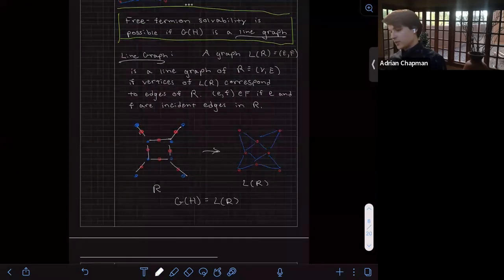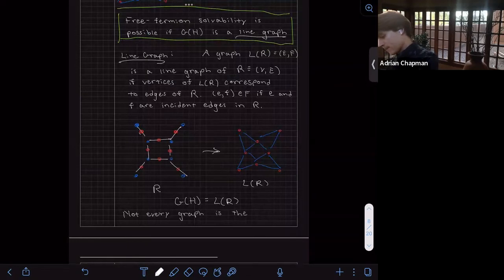And then the important detail behind this is that not every graph is a line graph of something.